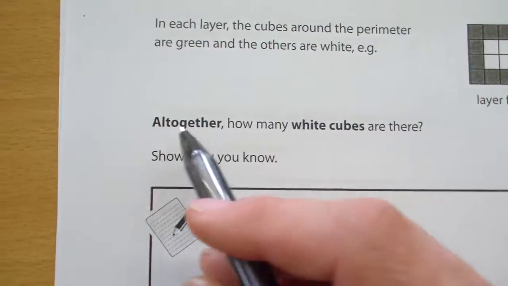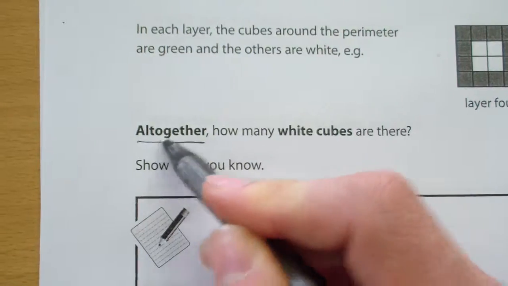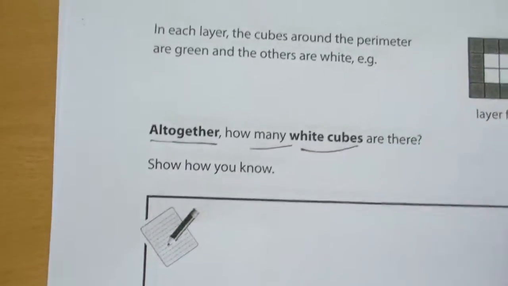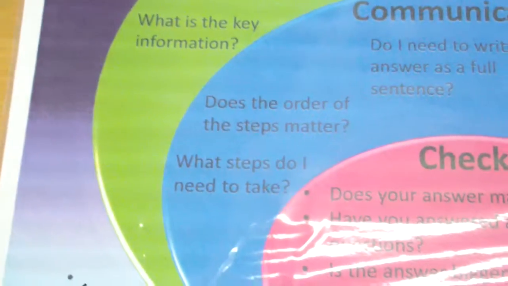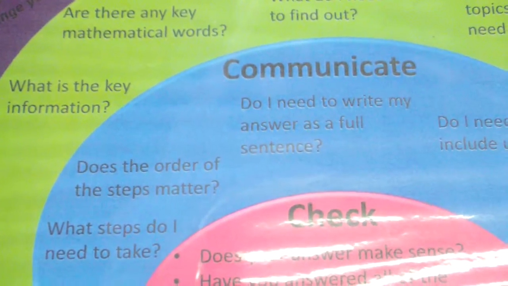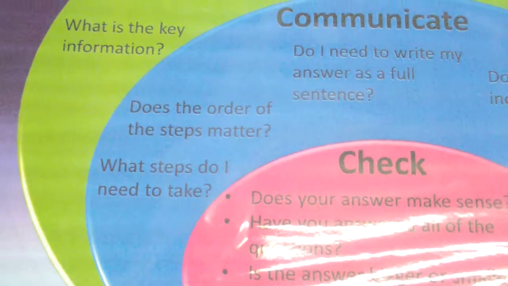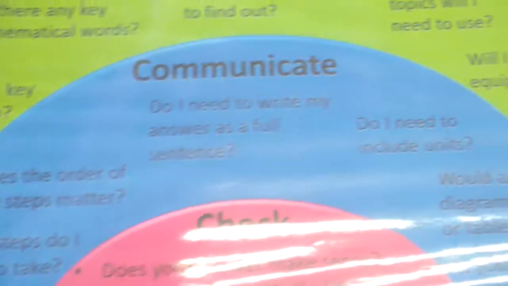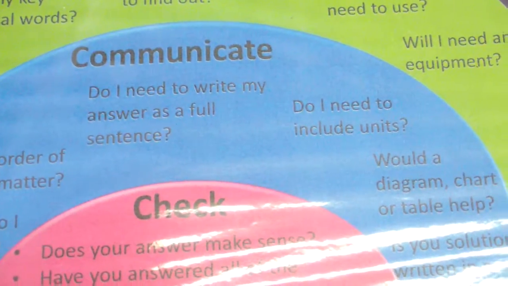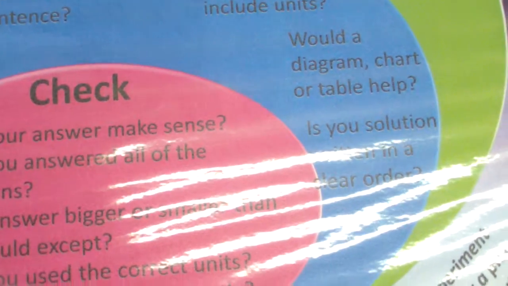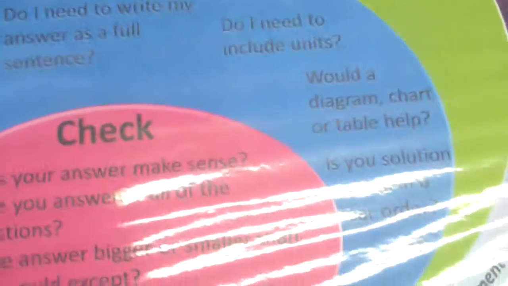So identifying some of the language used here: altogether, how many? It looks like we're going to have to add something up, and we're looking for white cubes. So what steps do you need to take? Does the order of steps matter? We're going to need to calculate white cubes. It might make sense to look at a layer at a time. Include units. We're just looking for white cubes, so it doesn't matter about the units for this particular question. So that's the order that we're going to go in, I think.